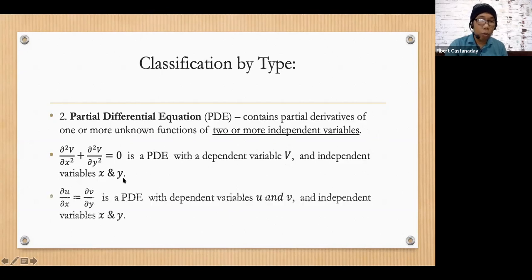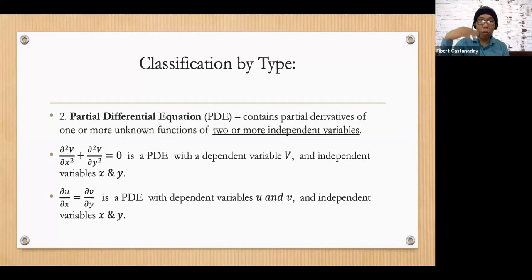The next example will be showing you two unknown functions or two dependent variables, u and v, and the independent variables x and y. So the first thing, for it to be called a PDE, it should contain partial derivatives, and second, the unknown function should depend on two or more independent variables. Okay?